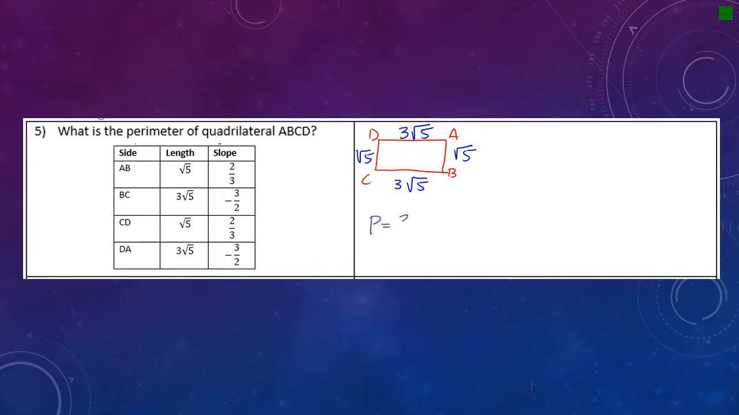So I'm going to add up 3 square root 5 plus square root 5 plus 3 square root 5 plus square root 5. Now remember, when you're adding radicals, as long as they have the same radical, you can add the numbers in front. So even though you can't see it, there's really a 1 in front of the square root of 5. So that's how many we'd be adding. So what I'm really going to do here is add 3 plus 1 plus 3 plus 1, which comes out to be 8. And then the square root of 5 tags along with your answer.